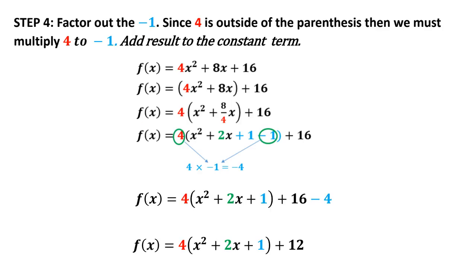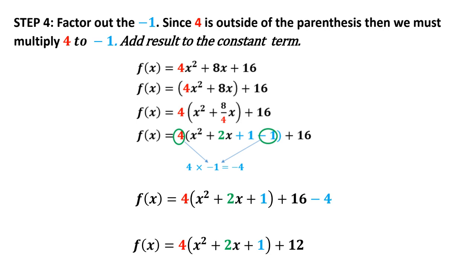So the next step that I'm going to do is take this negative 1 outside the parentheses. And since I'm getting it outside the parentheses, I have to give back the 4 that I factored out originally that was inside the parentheses.